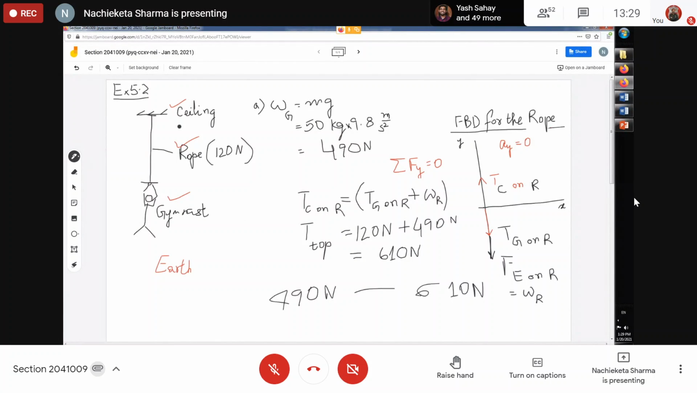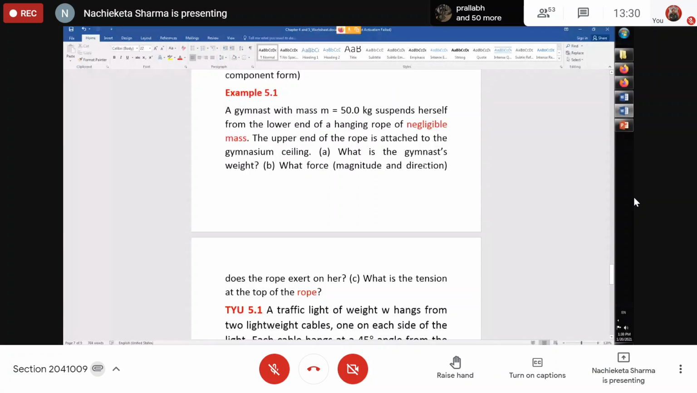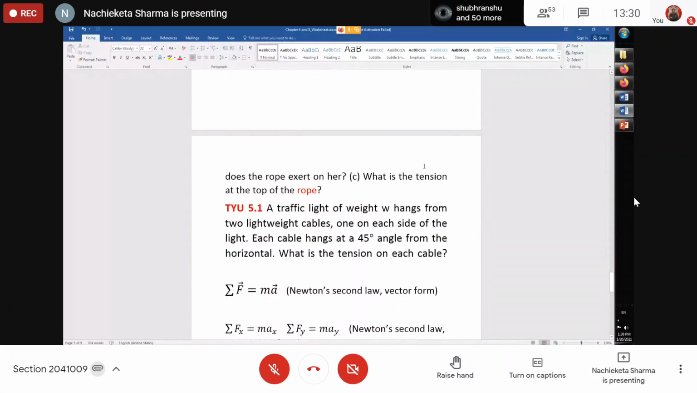Now this is all about Newton's first law, the applications of Newton's first law. If I want to apply Newton's second law, of course there is a test of understanding, so let us do the test of understanding first. Let me read it out. A traffic light of weight W hangs from two lightweight cables.